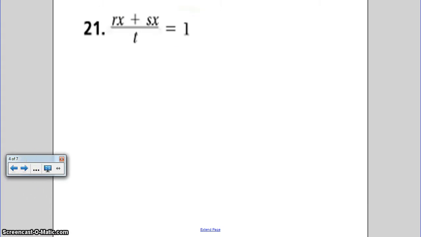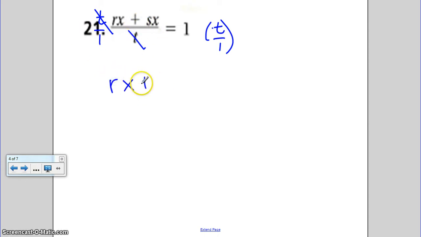Whoa, this one is scary. Okay, let's get started. The first thing I'm going to do is get rid of the fraction. I get rid of the fraction by multiplying by the reciprocal of the denominator. So I'm going to multiply this side by t over 1, and I'm going to multiply this side by t over 1. What that does is it cancels my t. We know that any fraction over 1 is just that, so it leaves me with rx plus sx equals 1 times t, which is t. Now I have to factor out my x.